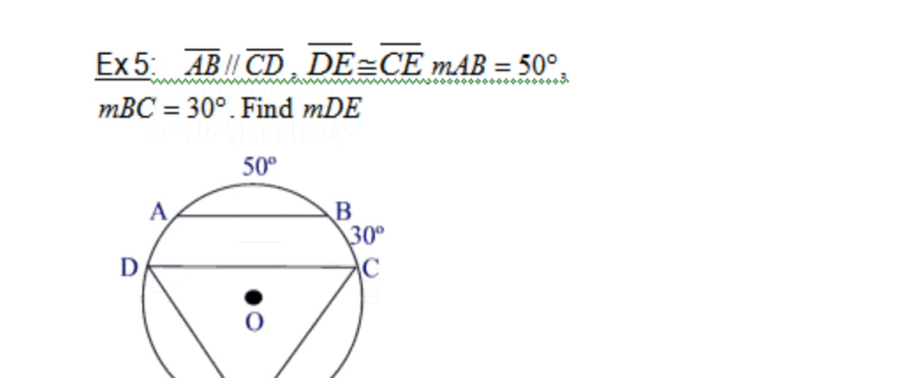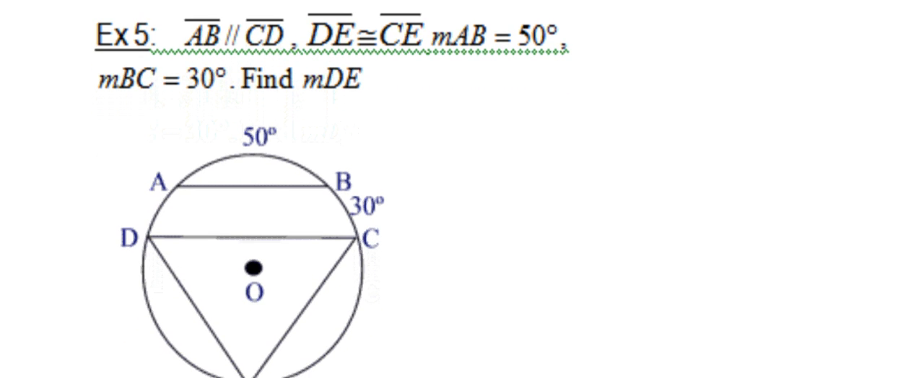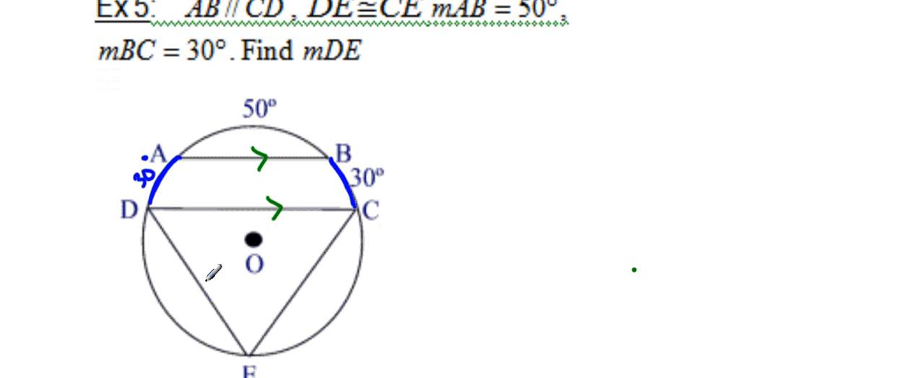All right, number 5. This one too deals with my favorite theorem. We've got those parallel chords. Anytime those chords are parallel, we know that the arcs that they intercept must be congruent. Since the arc from B to C is 30, the arc from A to D must be 30 as well, so I'm going to go ahead and label that in my diagram. They tell us that chords DE and CE are congruent, so I'm going to go ahead and mark that in my picture.